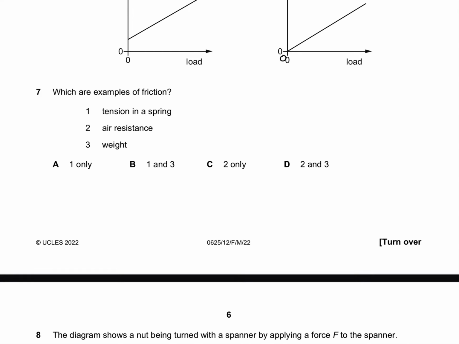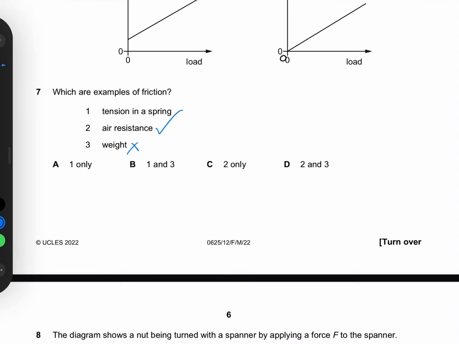Moving on to number 7, it says, which are examples of friction? The tension in a spring, the air resistance, and weight. Well, air resistance is definitely a type of friction. Weight is just a type of downward force, so that's not friction. And the tension in a spring is also not necessarily a type of friction. So we can assume that the answer is number 2 only, which is C.